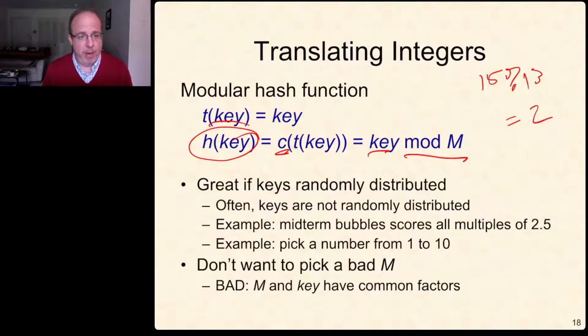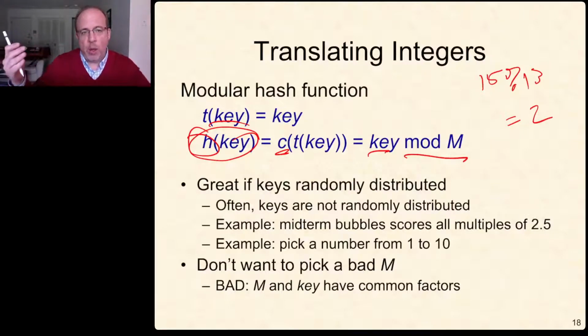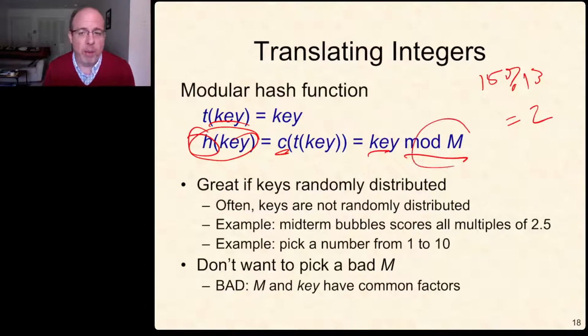This is great if the keys are randomly distributed, because then we're going to get good dispersion. One of the properties we talk about for a hash function is its dispersion, or to put it simply, the chance that any two keys chosen out of our input set will hash to the same value. We want that probability to be low. Well, if the keys are randomly distributed, then this can work really, really well. Unfortunately, it's just not often the case.